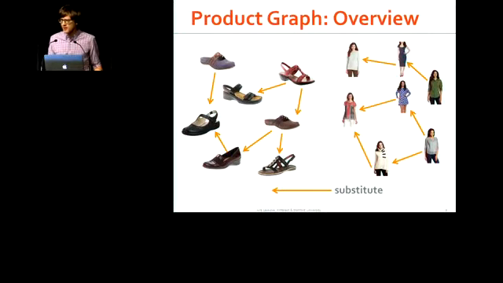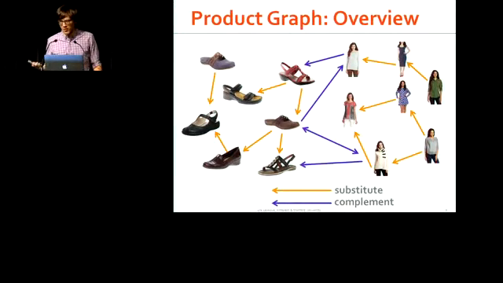So the way we'll think about this, we'll think about inferring a network where nodes are products, and products are connected by two types of relationships: the substitute relationship, here denoted in orange, and also the complementary or complement relationship, denoted in violet. Okay, so this is what we want to do.